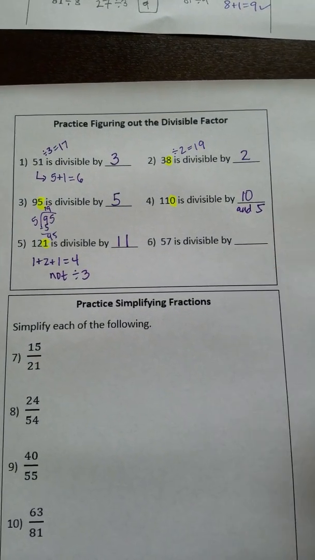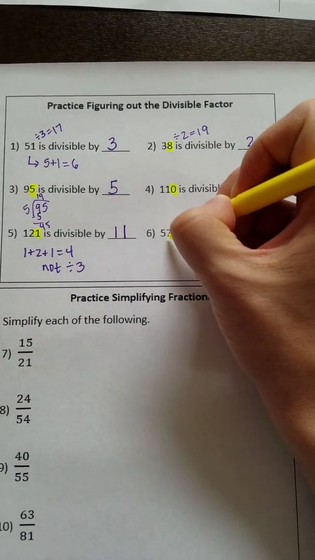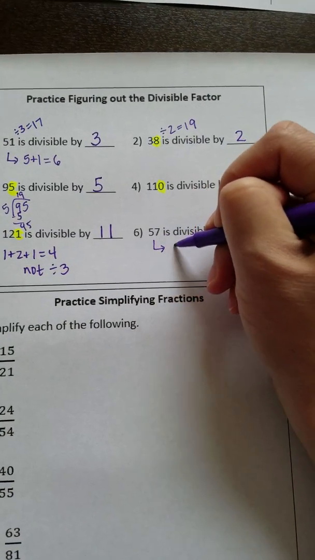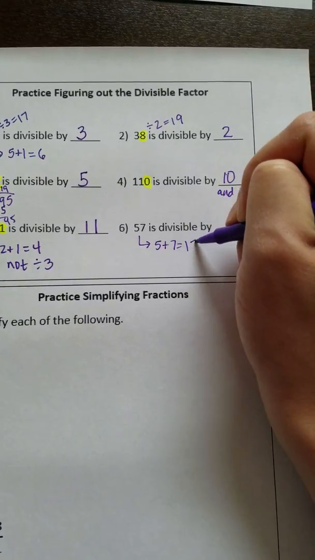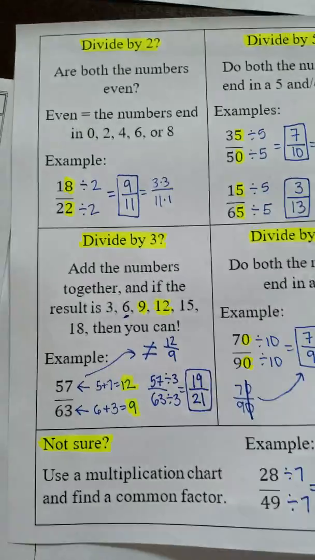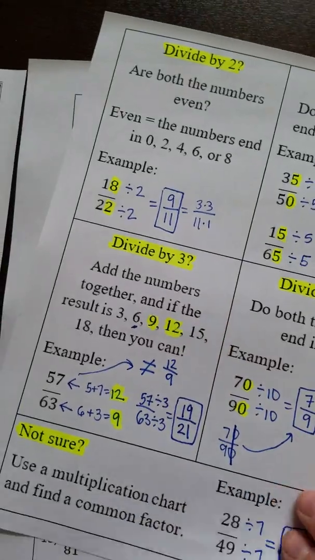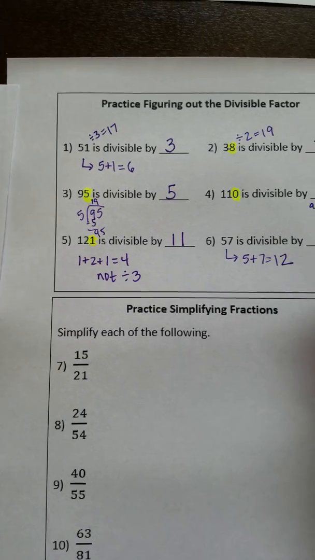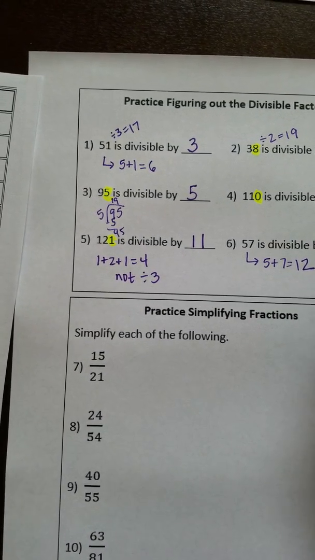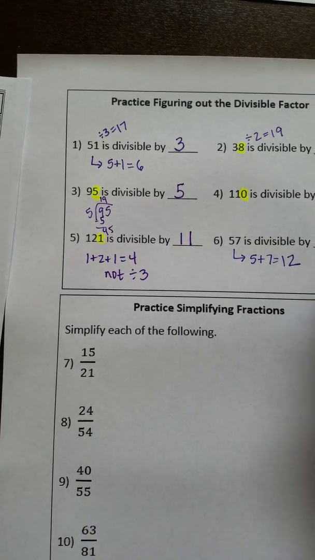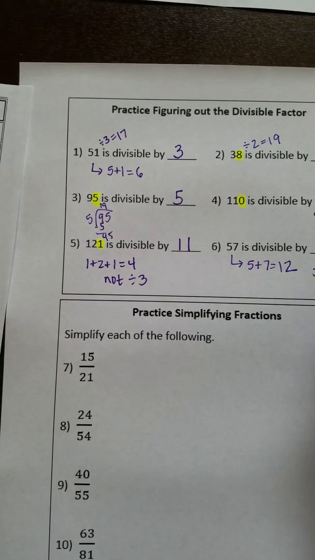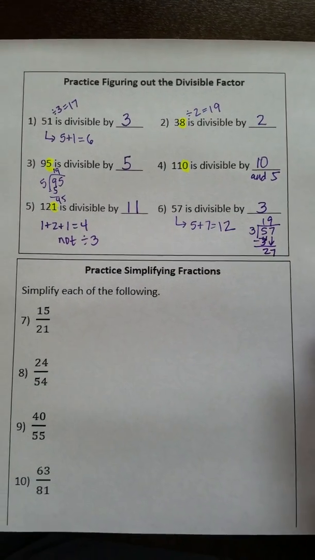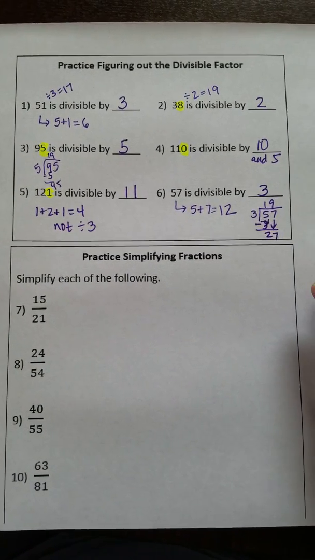And then 57 doesn't end in 2, 5, or 0. So we're going to do a check to see if it is divisible by 3. 5 plus 7 is 12. And if you check the list, yep, divide by 3. Therefore, it is divisible by 3. And if you divide by 3, just to see what you get, 19. So divided by 3 is 19. Okay, please try number 7 next.